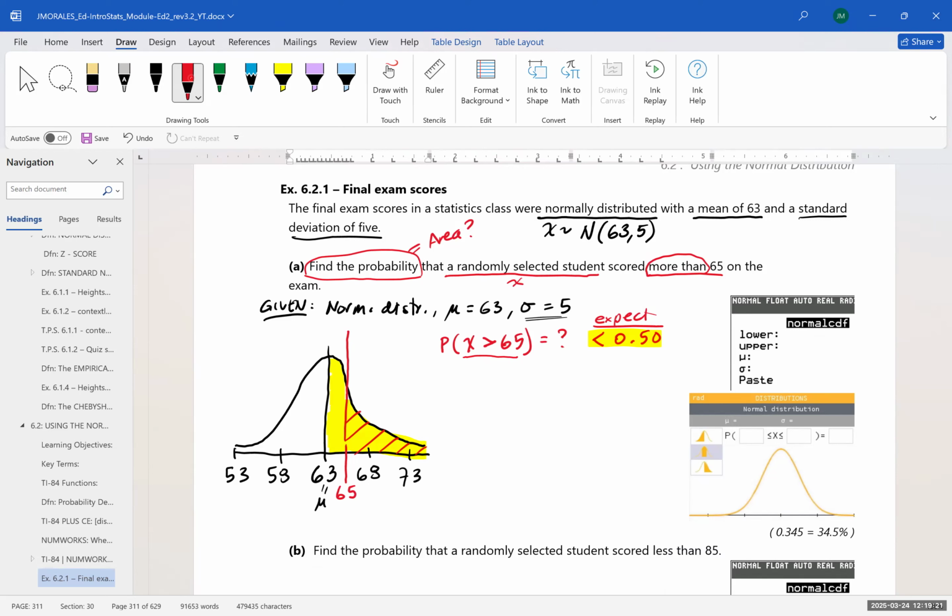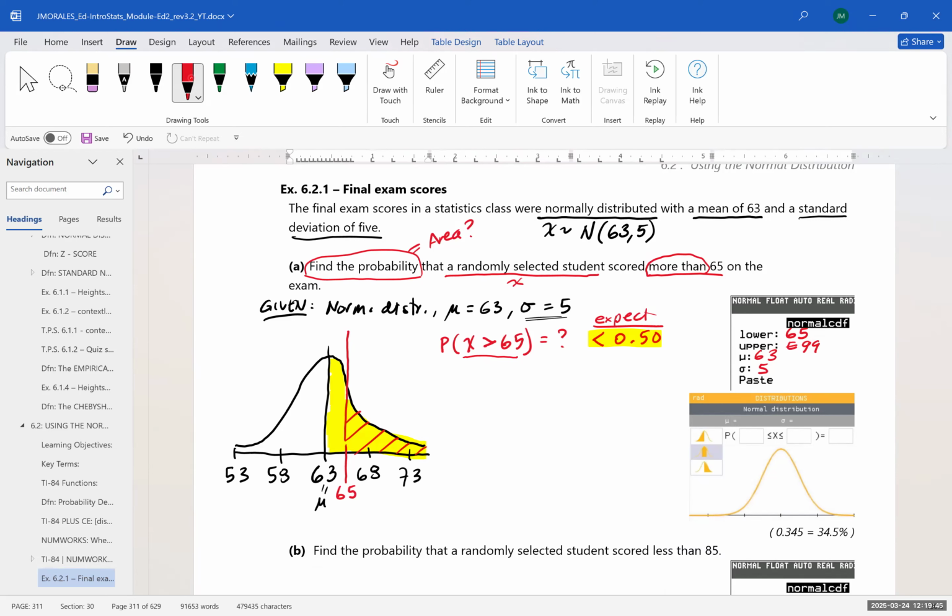If you're using the Texas Instruments calculator, you want to use normalcdf. What's going to be the lower value? Well, the lower value is going to be 65. The upper value is going to be positive infinity, so you're going to put E99. We have a mean of 63 and a standard deviation of 5.